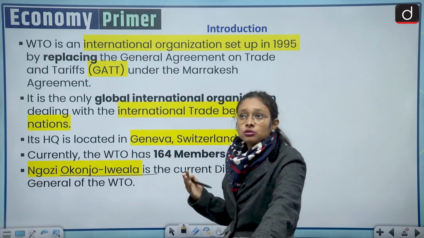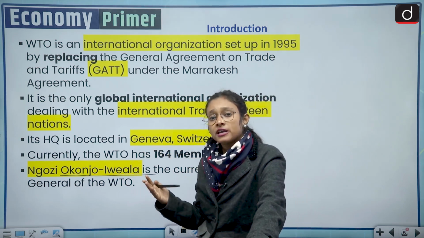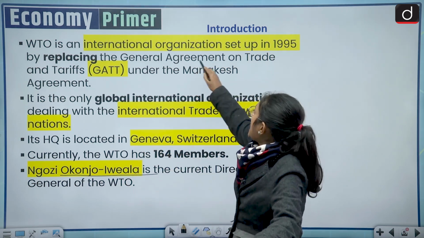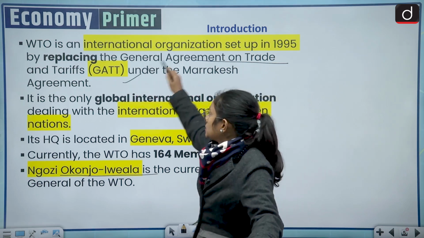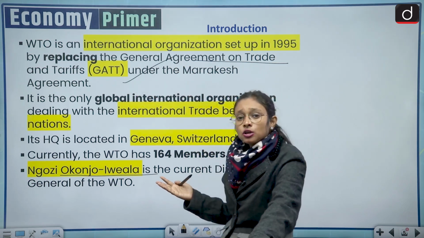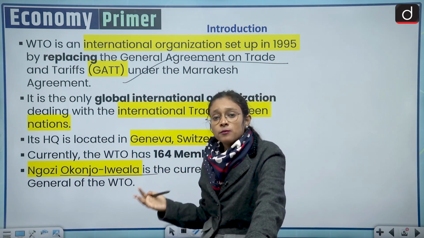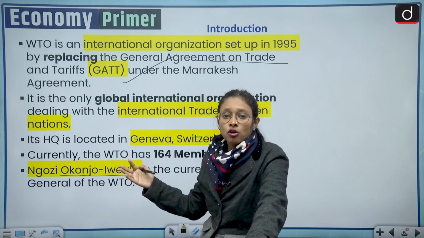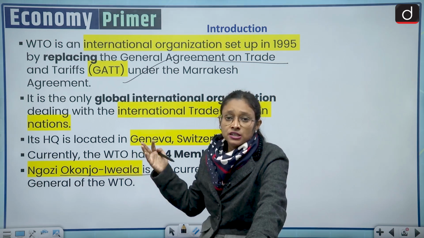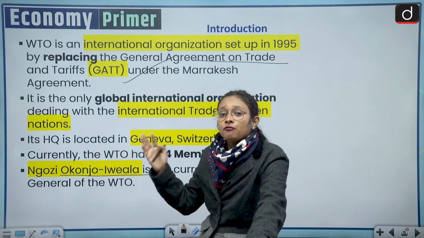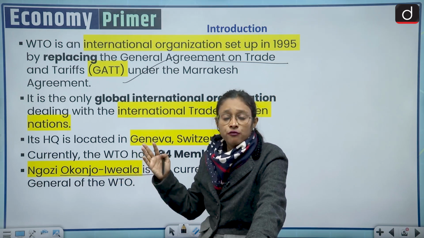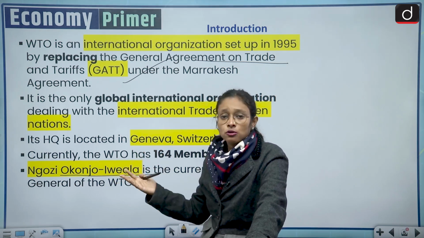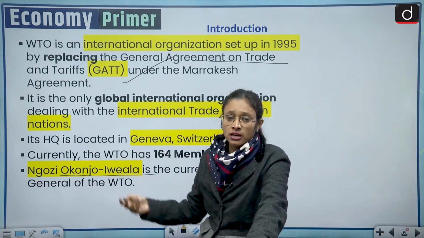And WTO is the successor of GATT, which is the General Agreement on Tariffs and Trade. GATT was formed in 1948, but it was transformed into the World Trade Organization in the year 1995. India was a founding member of GATT in 1948, and India has also been associated with the World Trade Organization.